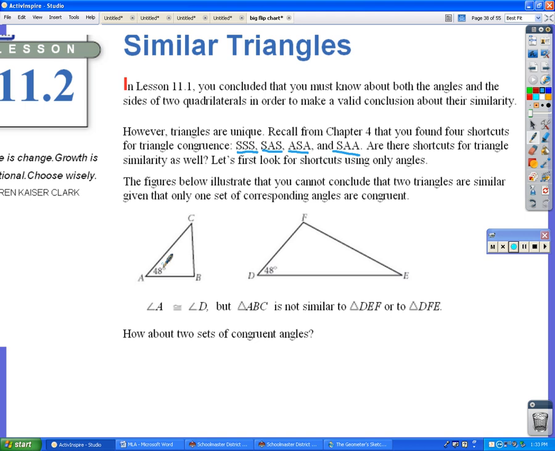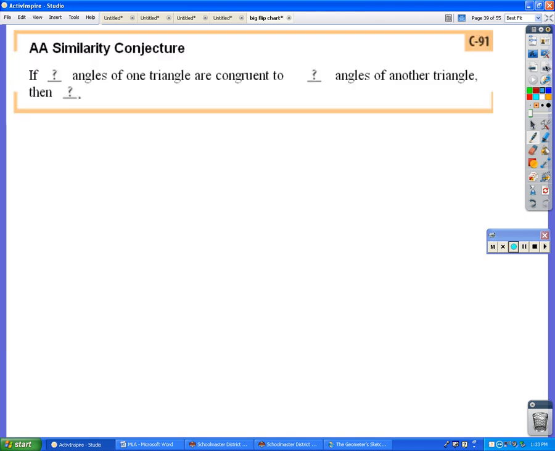First question is, if you have one angle that's congruent in two different triangles, does that mean the two triangles are for sure similar? No, obviously not. So here they have an example of a 48-degree angle that matches up in both of these triangles, but clearly these triangles are not similar, right? So A is not a shortcut, okay?